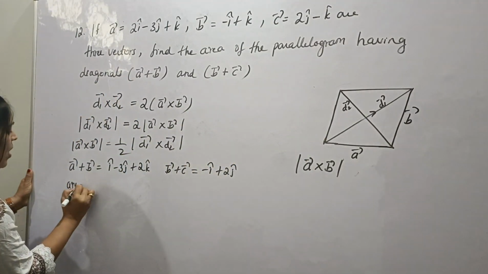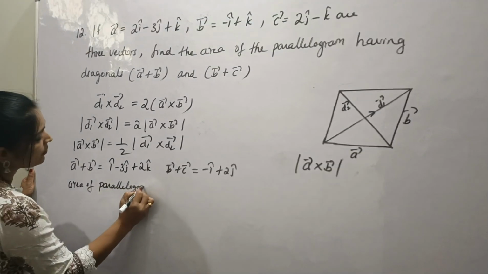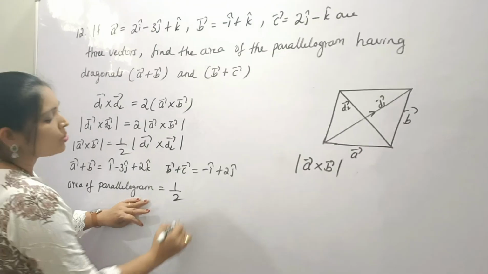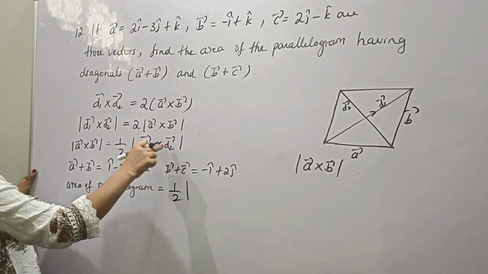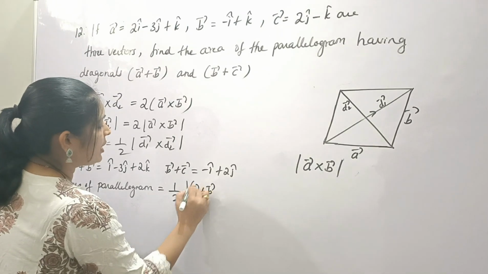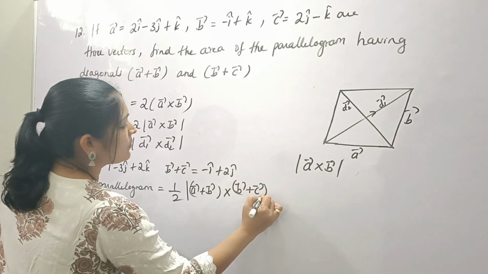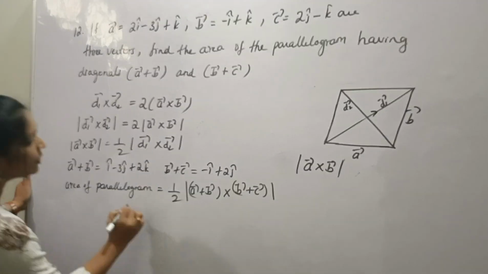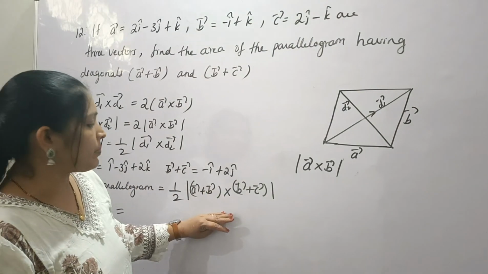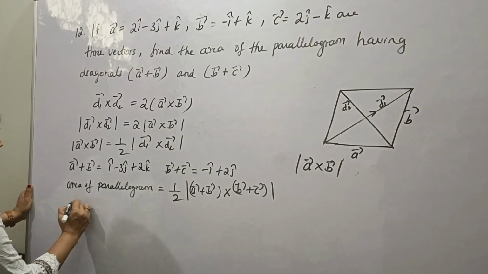Therefore, our area of the parallelogram is equal to 1 by 2 into modulus of D1 cross D2, that is vector A plus vector B cross vector B plus vector C. So let's find it.